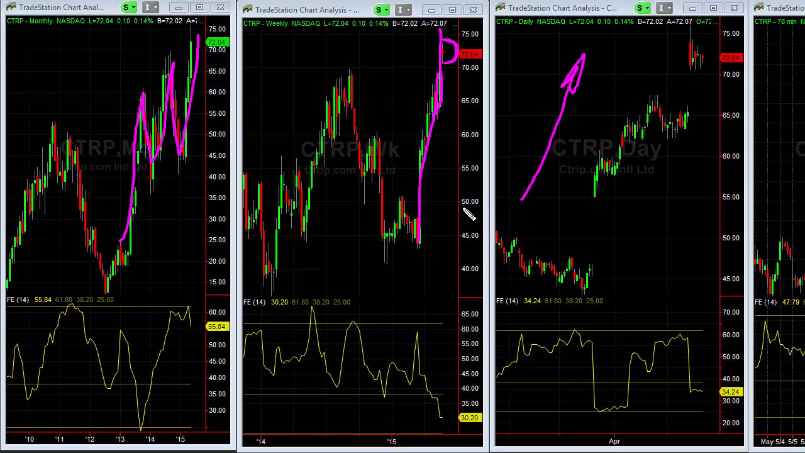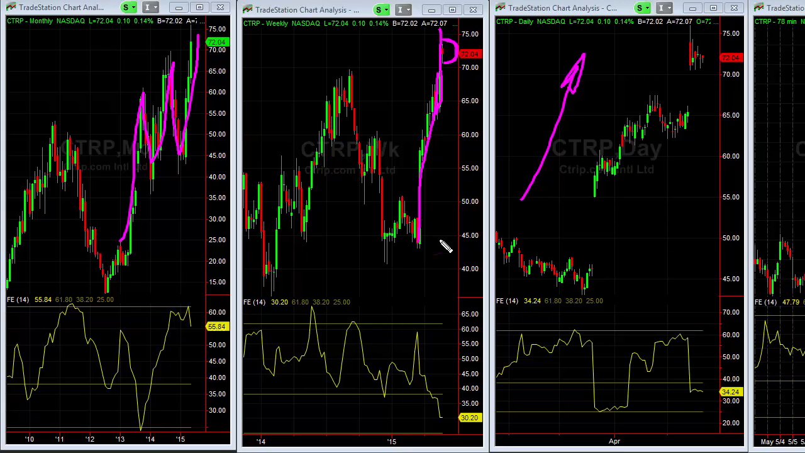Now, what we do is we look at the energies of each of these time frames. And what the energies are showing is the linearity of the last 14 bars, with an extremely linear trend taking a lot of energy out of a stock.